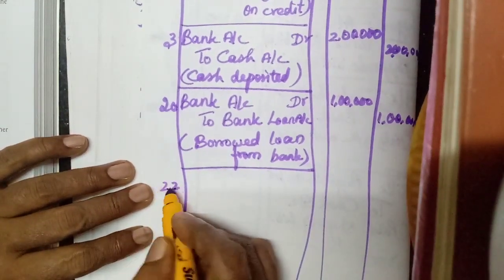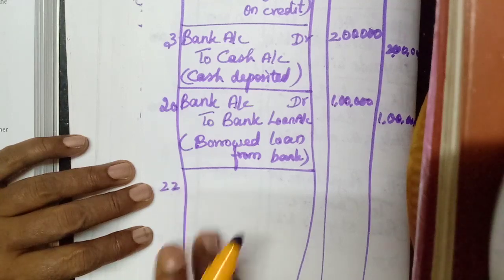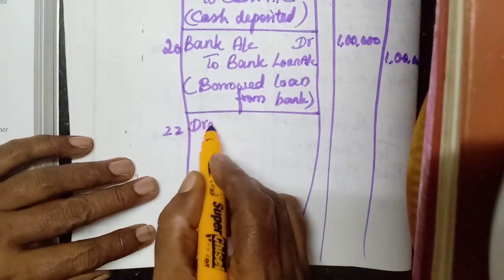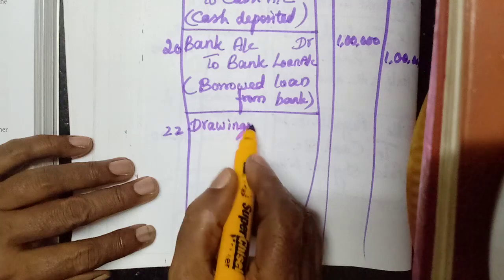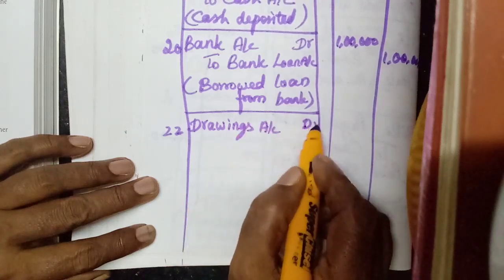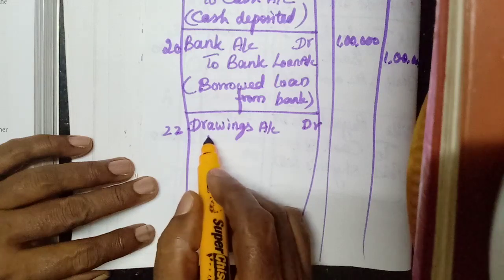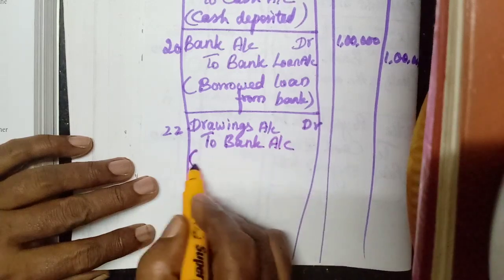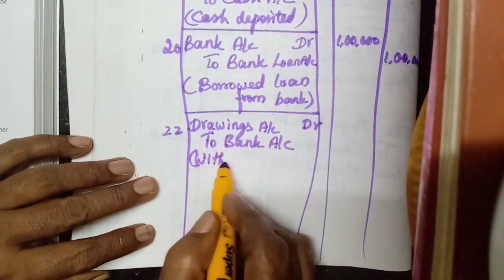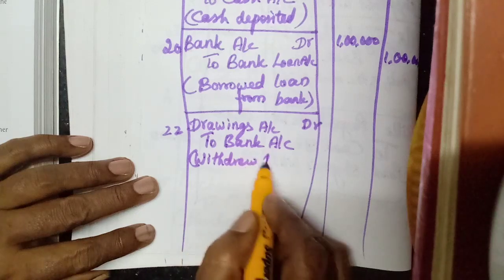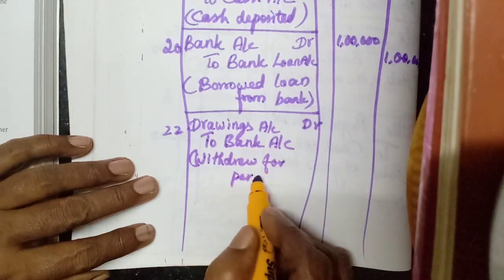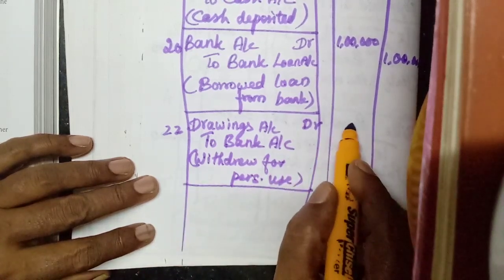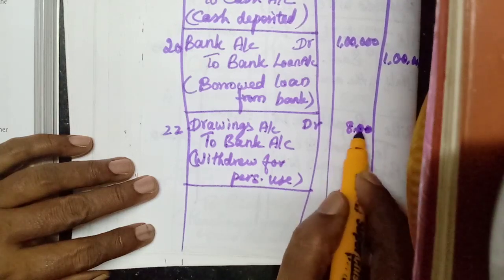Then 22. Withdrew from bank for personal use. We know for personal use we will write drawings account. From where we are withdrawing the amount for personal use? From the bank. So the giver is bank, to bank account. Okay. Withdrew for personal use. 800. Sorry, no comma. Okay.